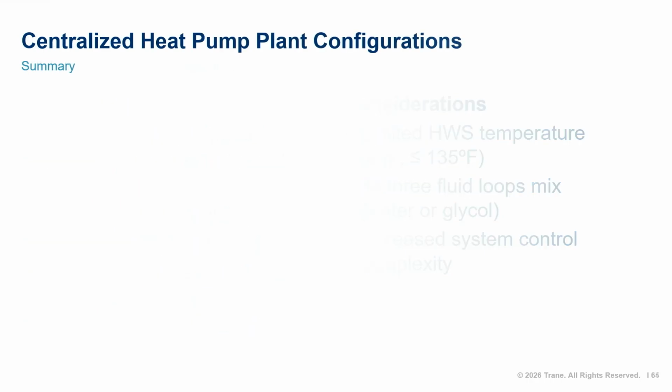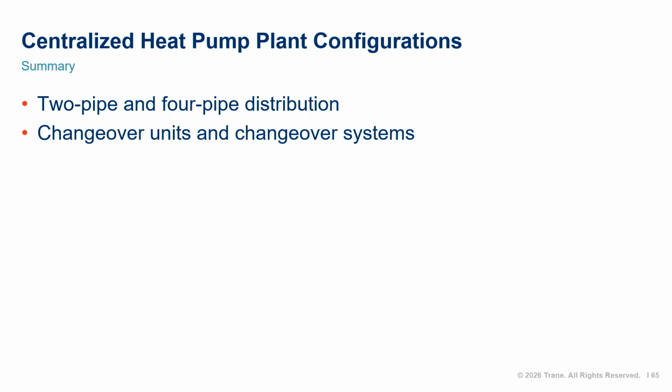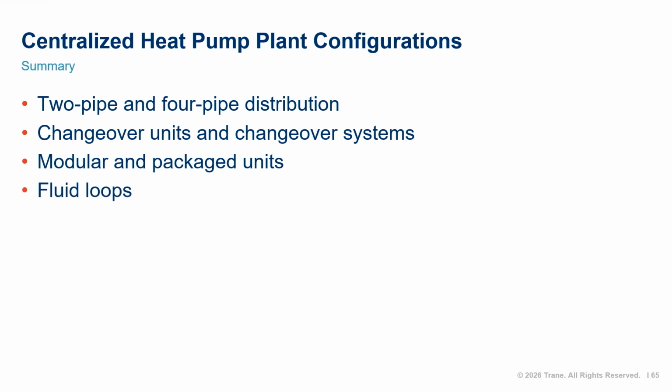In summary, we reviewed the differences between 2-pipe and 4-pipe distribution systems and how changeover units differ from changeover systems. We looked at how to use different unit types, packaged or modular, in various system types and various quantities of units. And we talked about systems that allow for all three fluid loops to mix and one that does not. Finally, we wrapped up with a central geothermal system consisting of packaged and modular units to optimize the first cost.